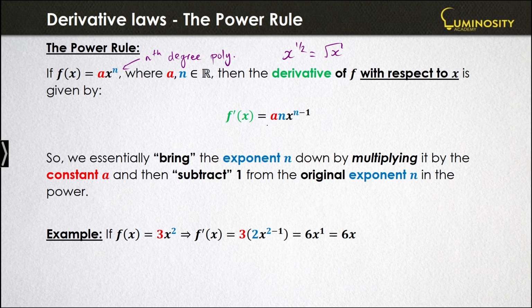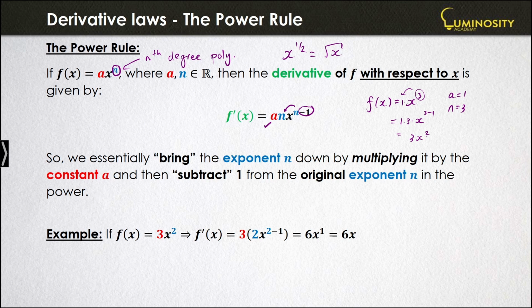We keep that constant a as it is, and we take the exponent n and bring it down to the front. So we multiply the entire thing by n, so a times n. Then the x, the base, remains the same, and the exponent gets subtracted by 1. We saw that in the previous example when we had f of x equals x cubed. Your a is just 1, and your n is 3. If we use the power law now, it says bring that 3 down to the front and multiply it. So 1 times 3 times x to the power 3 minus 1. That's going to be 3x squared. And that's exactly what we got when we did the first principles rule. But look how much quicker that was.